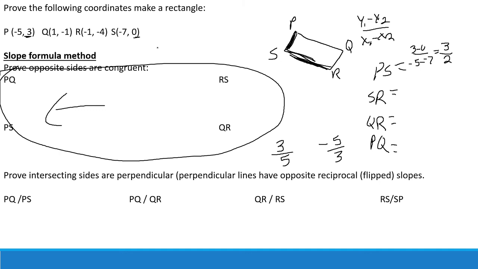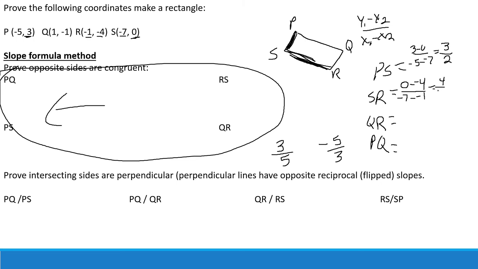Let's do SR. So my x's in this case are negative 7 and negative 1, and my y's are negative 4 and 0. Let's do the y's on top first, like we should. So 0 for the y for S, minus negative 4 for the y for R. And then the x for S is negative 7. The x for R is negative 1. Remember, it's a minus negative, not just a minus. So this would end up being 4.